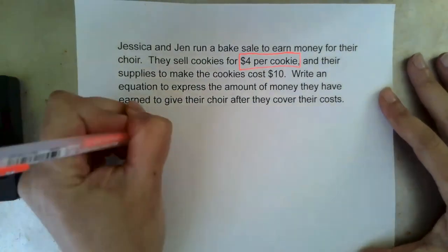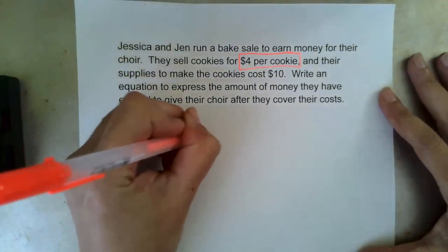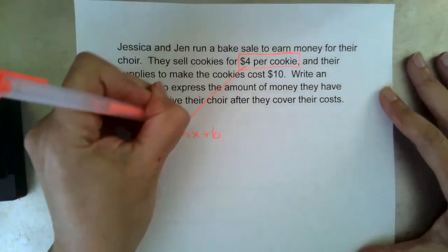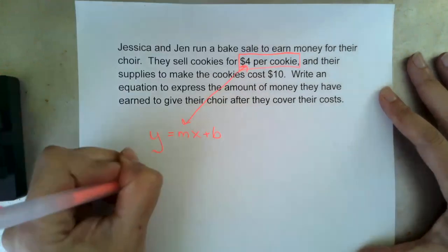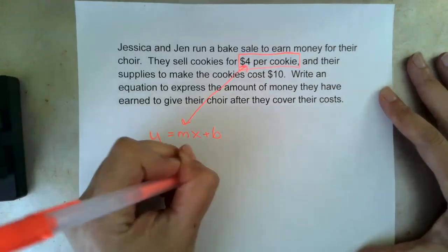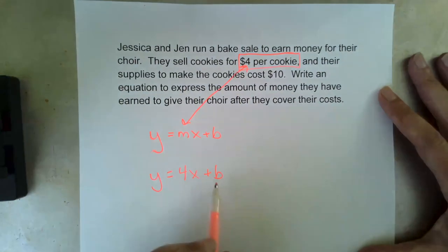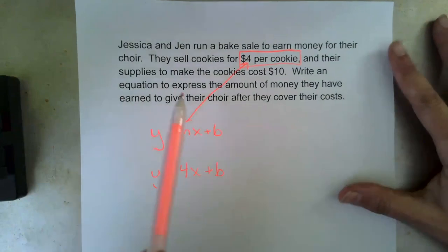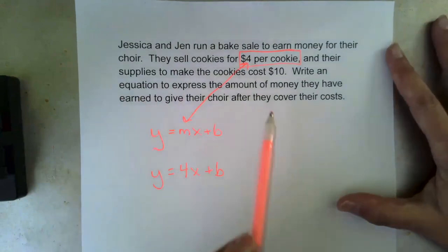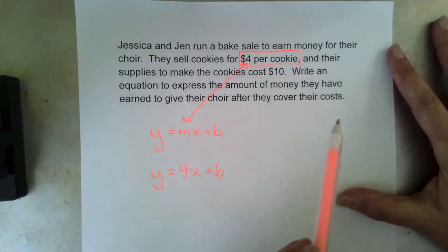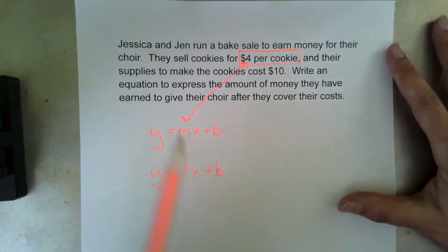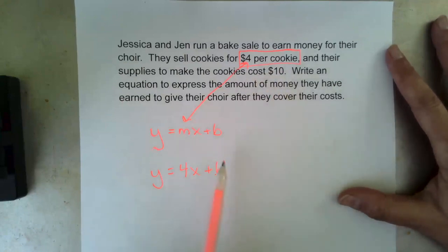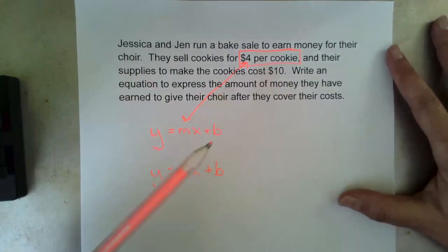Writing my equation, y equals mx plus b. My constant rate of change is my slope. y equals 4x plus b. Okay, but what's my b? Well, it says I want to express the amount of money they earned after they covered their costs. So here's where this problem is a little different. We see this 10 and you think, oh, well, 10 must be the b, right? It costs them $10 to make cookies.